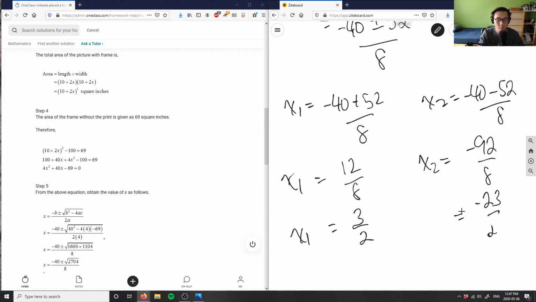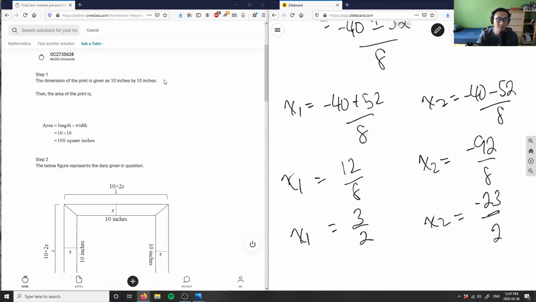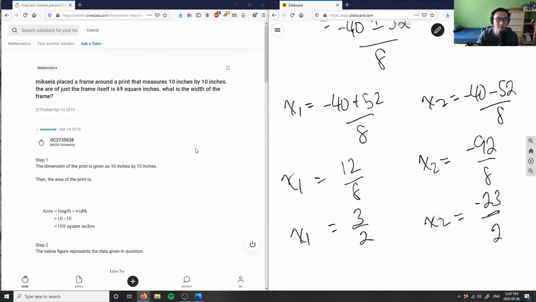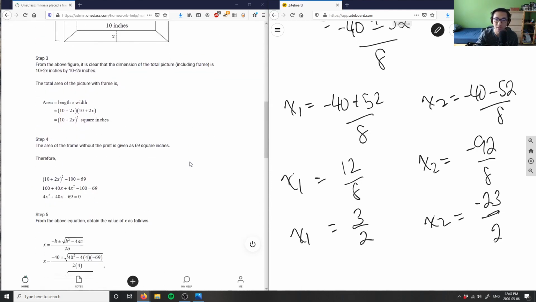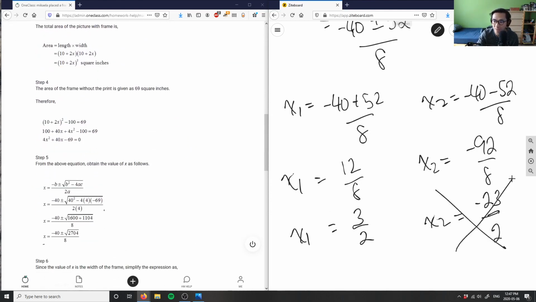As you probably know, a dimension cannot be negative. x2 is definitely the wrong solution, because I can't have a negative length. I'm finding the width of the frame, not the dimensions. So in this case, I can reject that solution and say x1 is my solution. So 3 over 2 is going to be the x value.